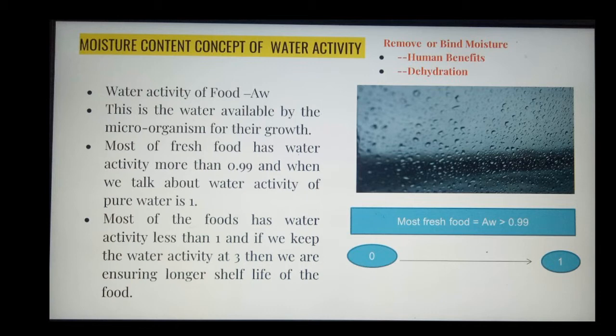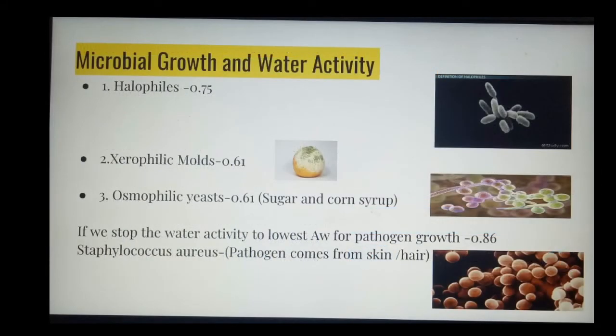When we talk about microbial growth and water activity, on the basis of water requirement we can classify microorganisms into first halophiles, second xerophilic molds, third osmophilic yeast. Halophiles are generally microorganisms that can grow at 0.75 water activity. Xerophilic molds can grow at a water activity of 0.61. Osmophilic yeasts are generally present in sugar and corn syrup, and they are very active at water activity 0.61.